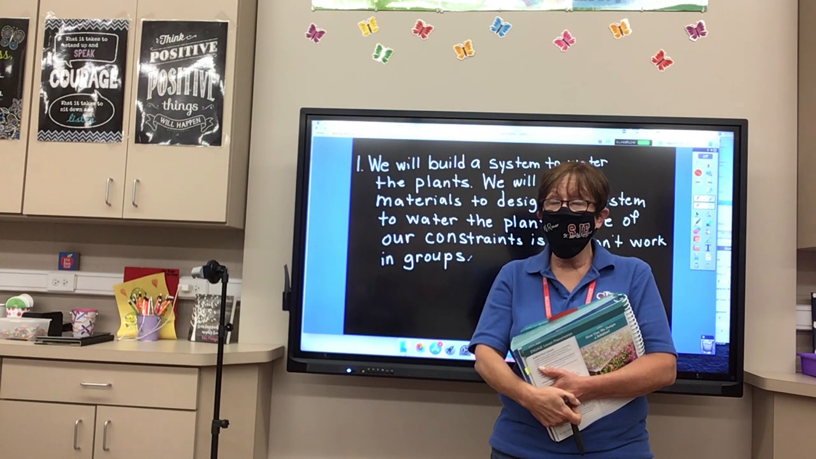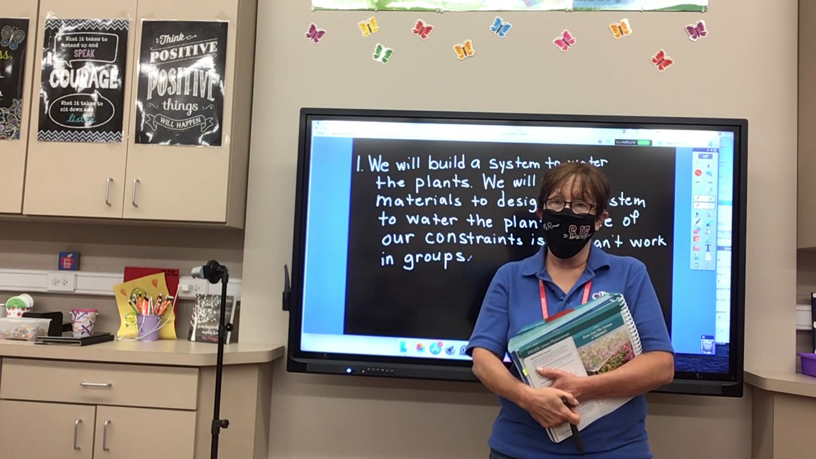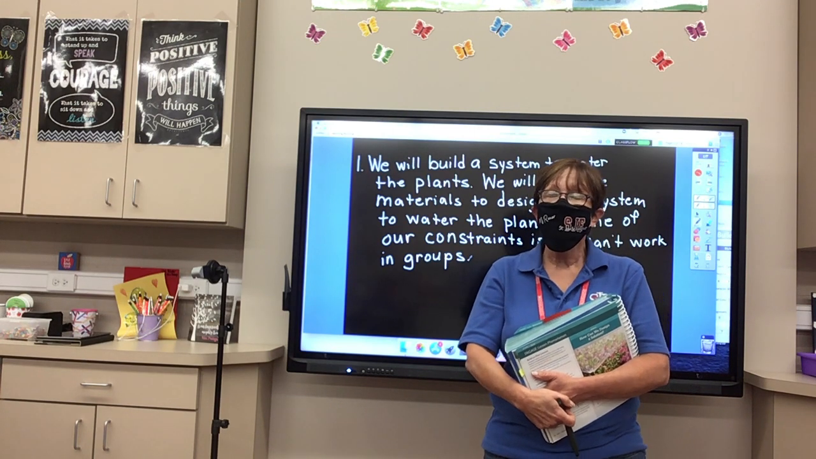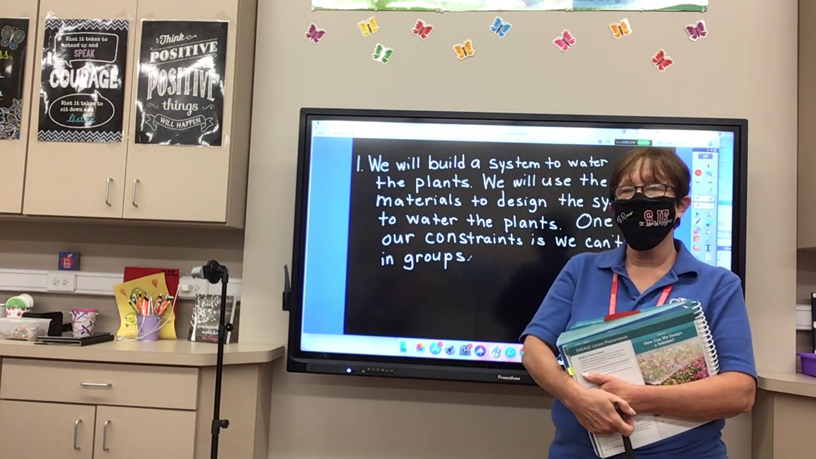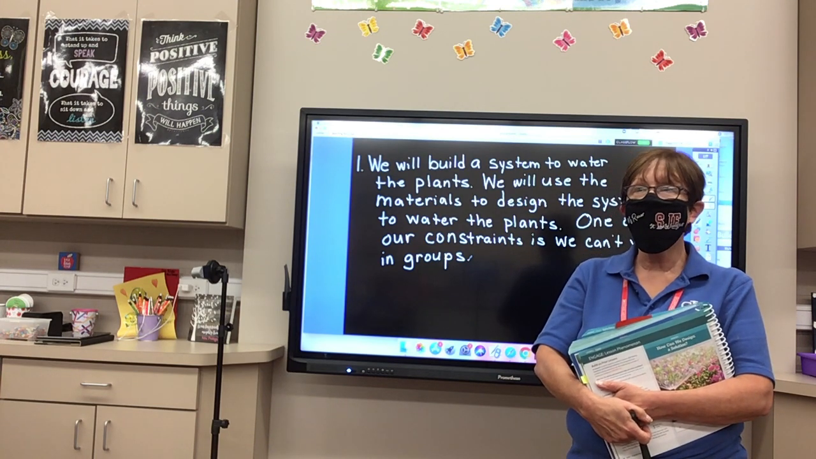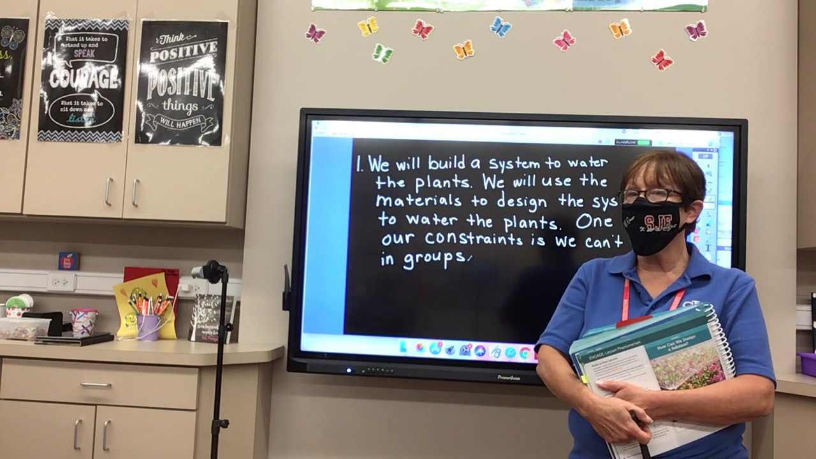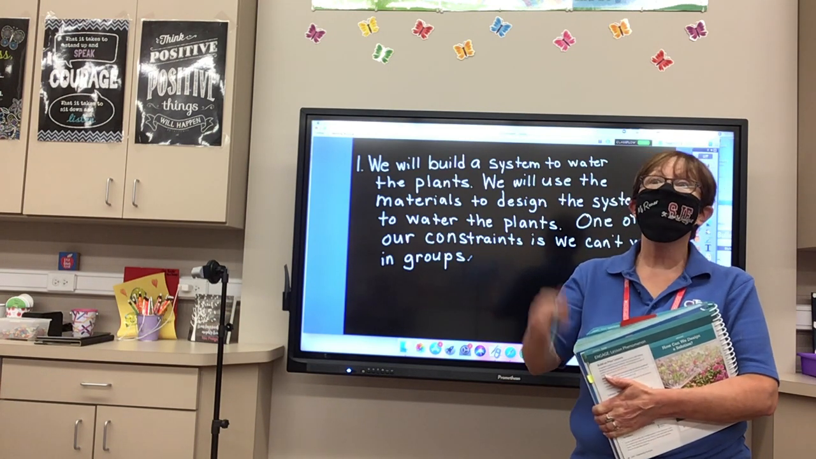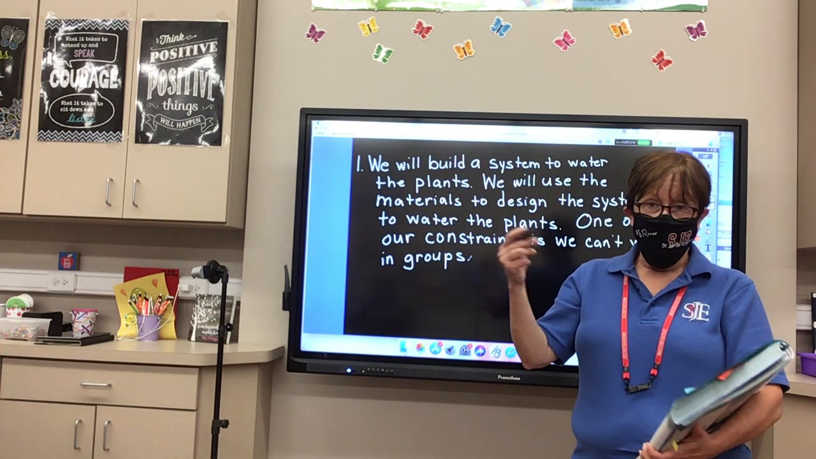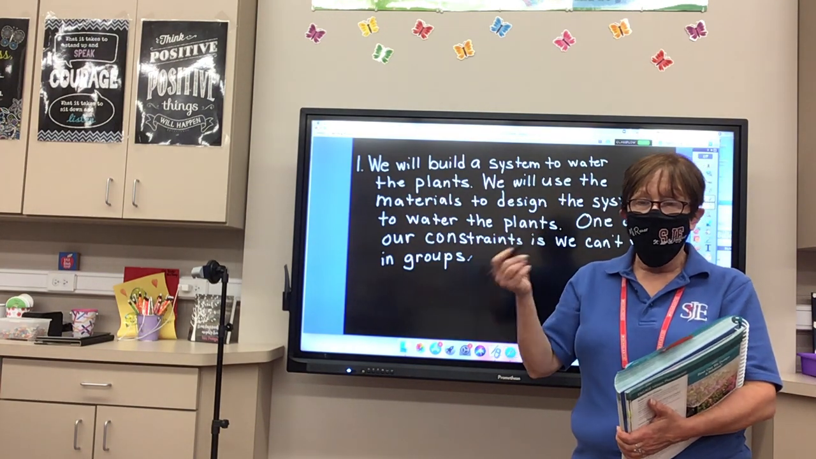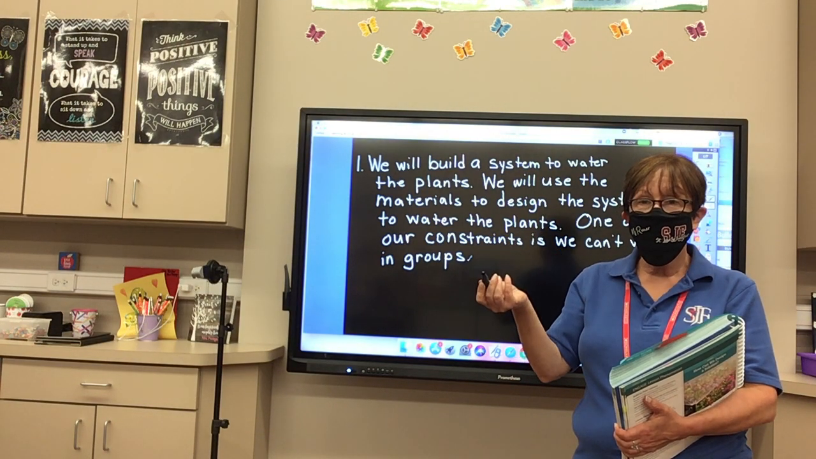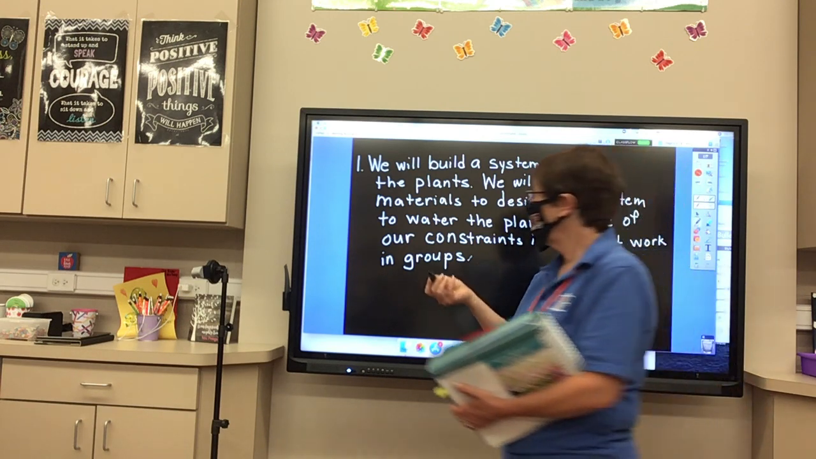We want to water our plants. How will we know it worked? What do you think? What do we want the system to do? We want it to do what to our plants? Water them. Yes, water them. So if our watering system is successful, what will it have done? It'll have watered the plants. So the criteria will be met if our plants are watered and our plants are still alive. Yes.